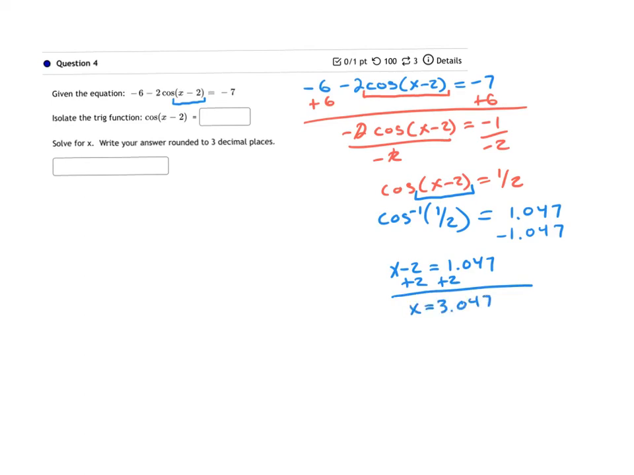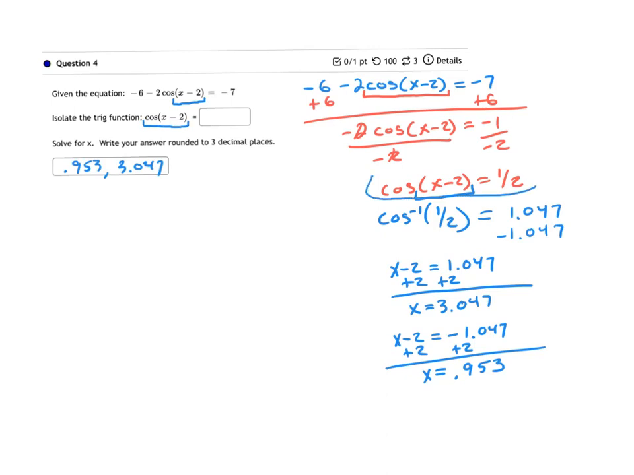So I add 2 and I add 2, and I get x is equal to 3.047. And then I also have to do x minus 2 equals -1.047. So here I add 2 and I add 2, and when I do that, I get that x is equal to 0.953. So those will be my two answers that I put in here, 0.953 and 3.047. Up here, the cosine of x minus 2, that's this part of the expression here, is equal to 1/2.